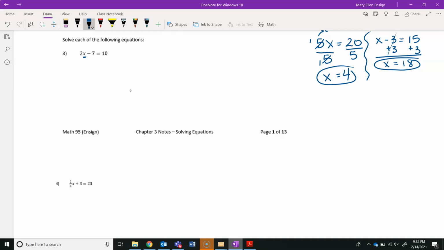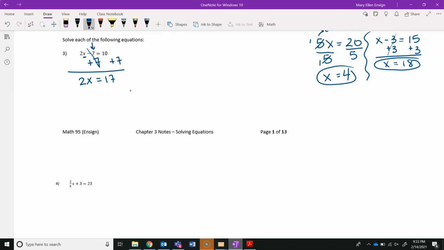It's one way to think about it. Another way to think about it is that the 2 is really stuck to the x right here. I'm going to start with the other term, the one that does not include x. So I have -7. I'm going to add 7 to both sides. So I get 2x. I didn't move that. -7 plus 7 cancels out to 0. And this right side equals 17. Okay, now that's one step.